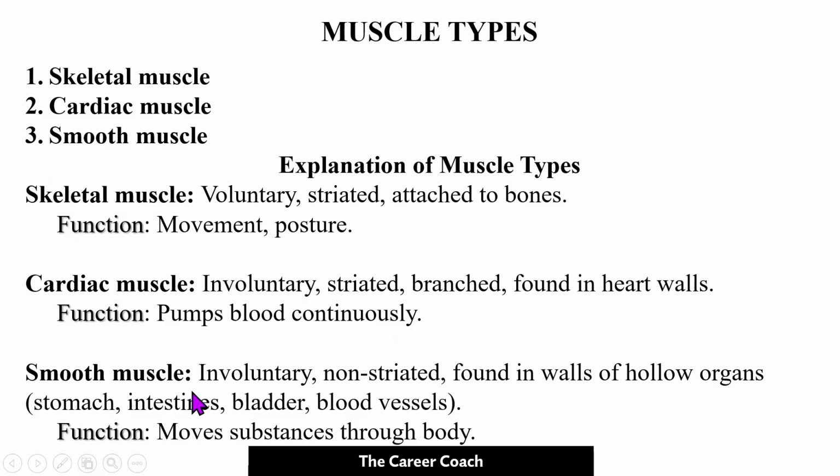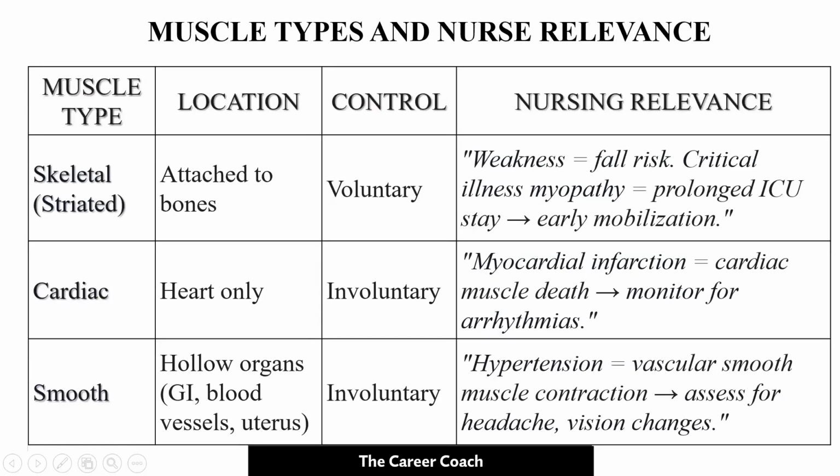The next one is the smooth muscles. Smooth muscles are involuntary, they are non-striated, they are found in the walls of hollow organs. Hollow organs such as the stomach, the intestine, the bladder, and the blood vessel. They function to move substances through the body.